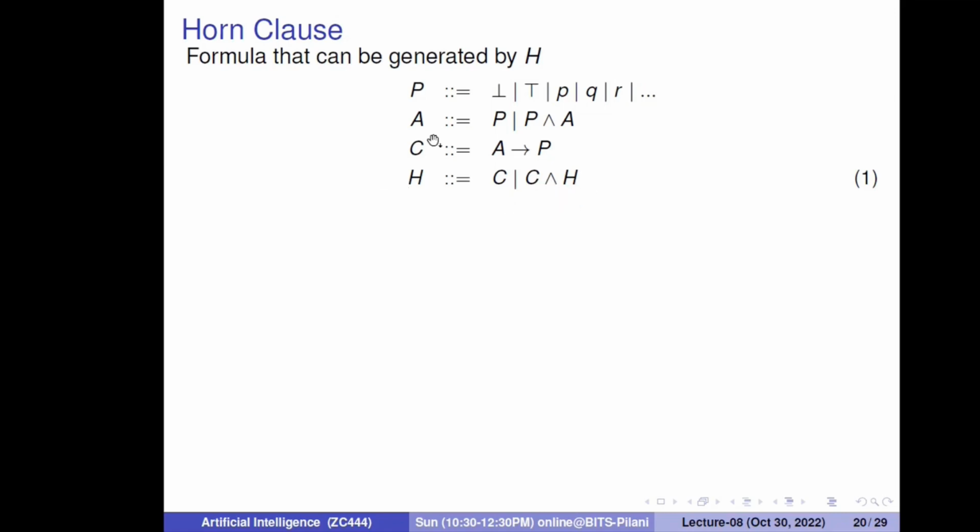Okay. And what is C? C is something like A implies B, A implies B implies P, something like that. And A could be anything, sir. This, for example, P and A, something like this. And then this P part could be true or contradiction or PQ or any statement.